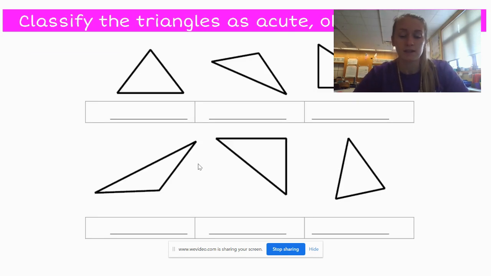Go ahead and practice these. See if you can see which one is which, and fill in your notebook.